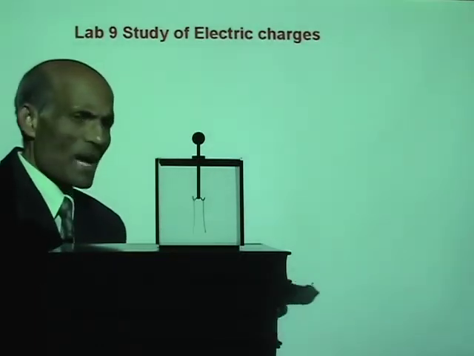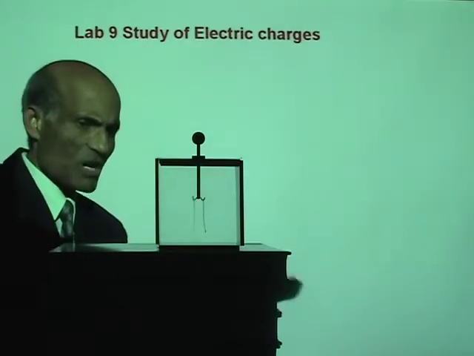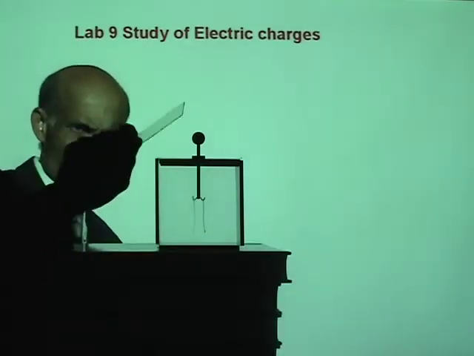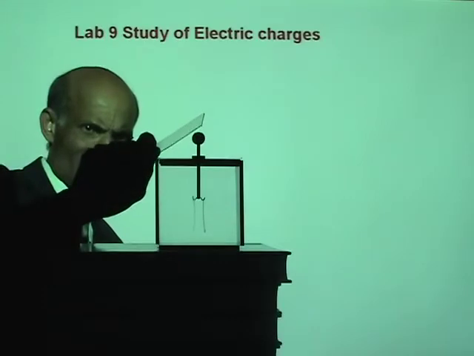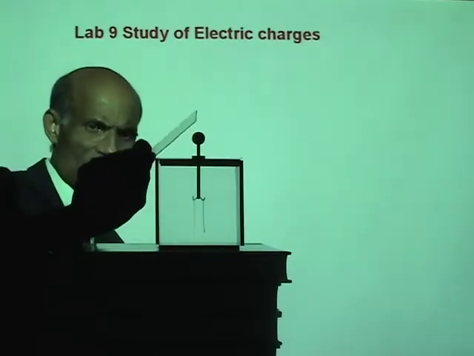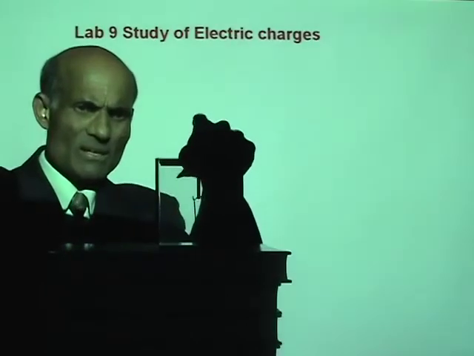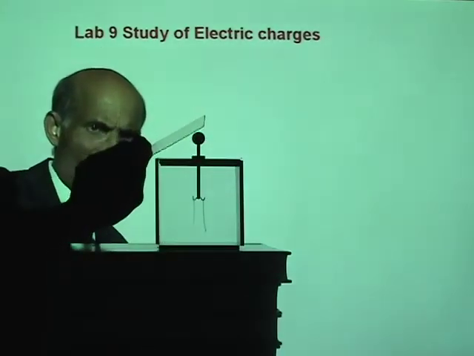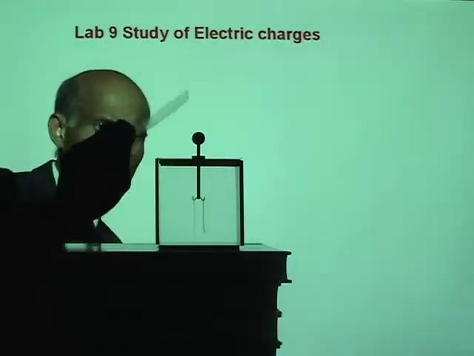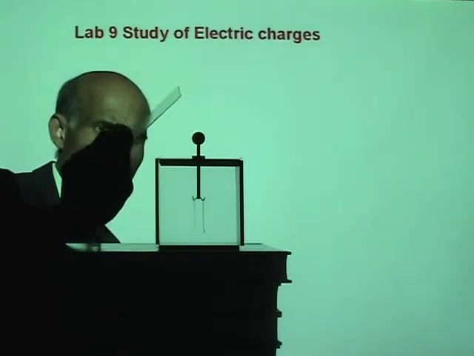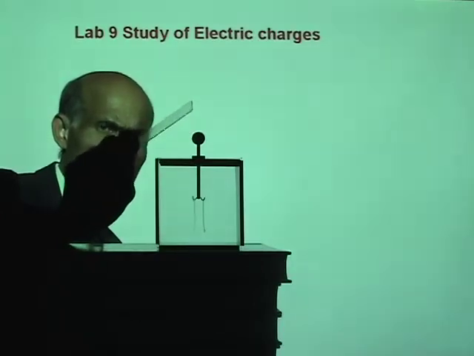Now what happens when I bring it close to the electroscope? Well, the leaves diverge, is that right? Now the leaves diverge due to polarization. Now you can see this is polarization.